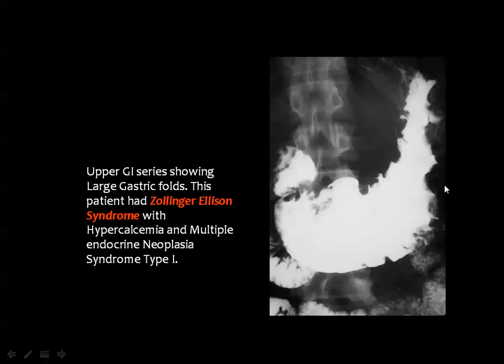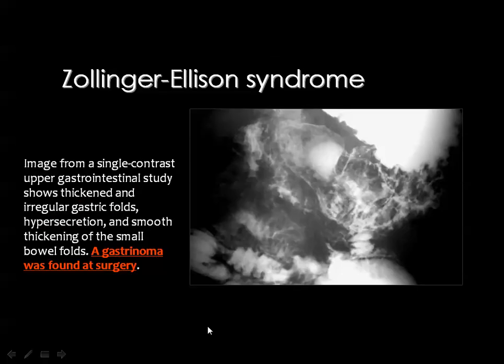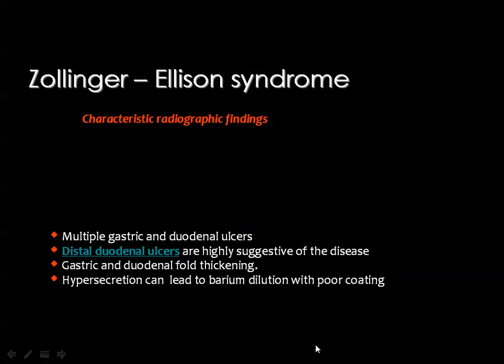Then the mucosal folds will be hypertrophied and prominent, and usually there is poor coating of the mucosa by barium due to the presence of hypersecretions. As you can see in this case, there is a relative dilution of the barium, poor coating of the gastric mucosa, hypertrophy of the gastric mucosa, as well as the duodenal mucosal folds. Then this Zollinger-Ellison syndrome is characterized by multiple gastric and duodenal ulcers, and distal duodenal ulcers are highly suggestive of the disease.